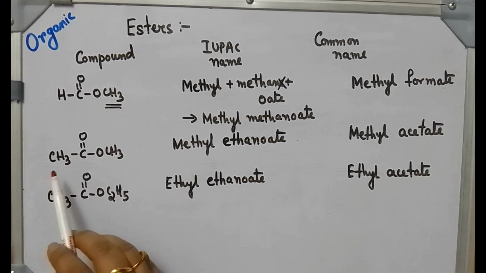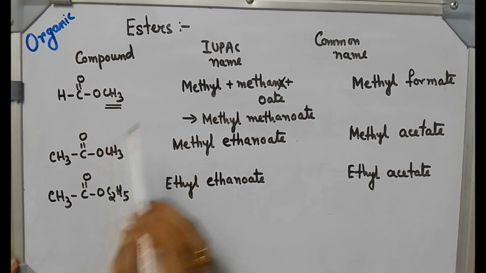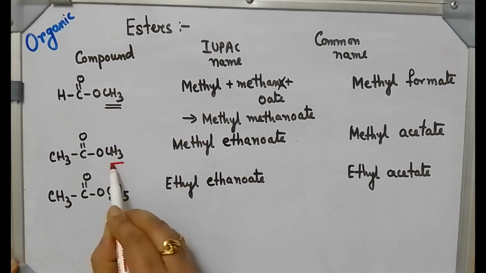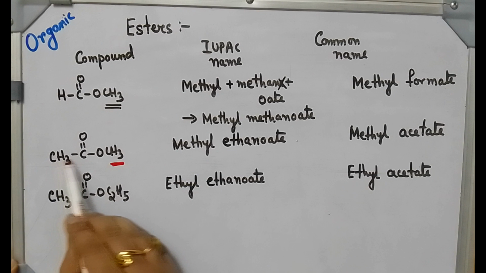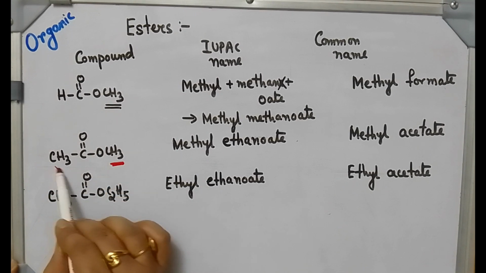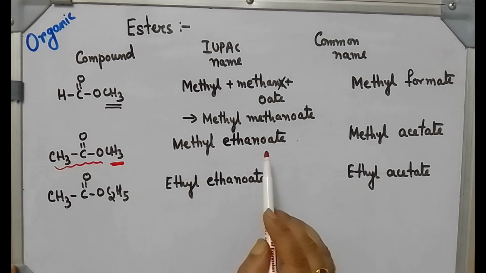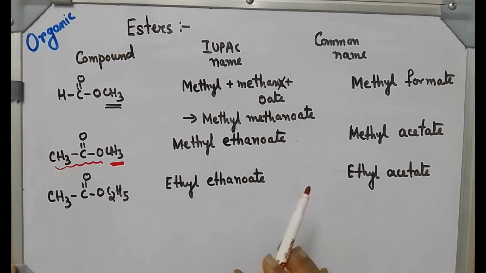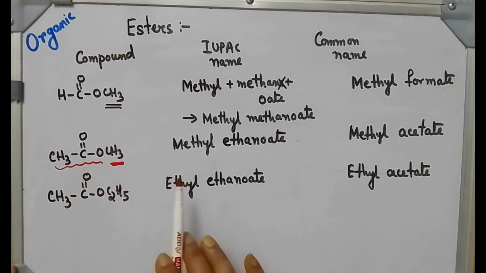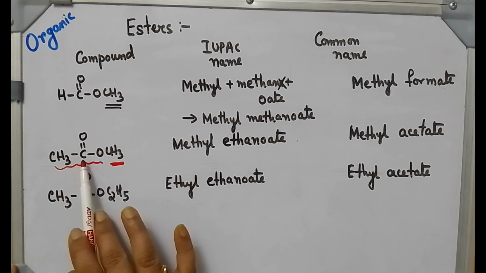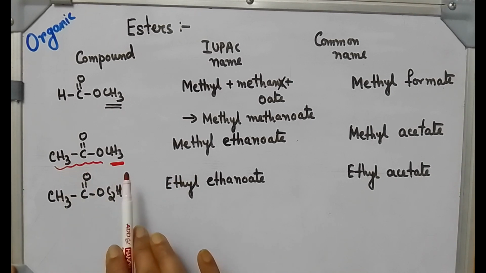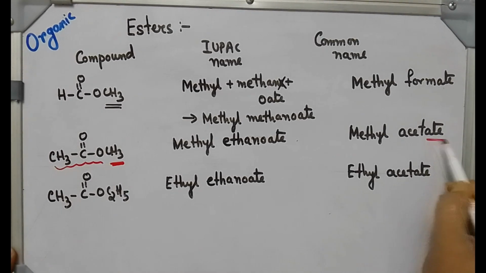Clear? Now for this compound CH3COOCH3, the IUPAC name: this is methyl, and 2 carbon atoms are there in the remaining portion, so it is ethanoate, methyl ethanoate. And the common name is methyl acetate. If it is CH3COOH, it is acetic acid. Then in place of ic acid, you have to add ate. So methyl acetate.